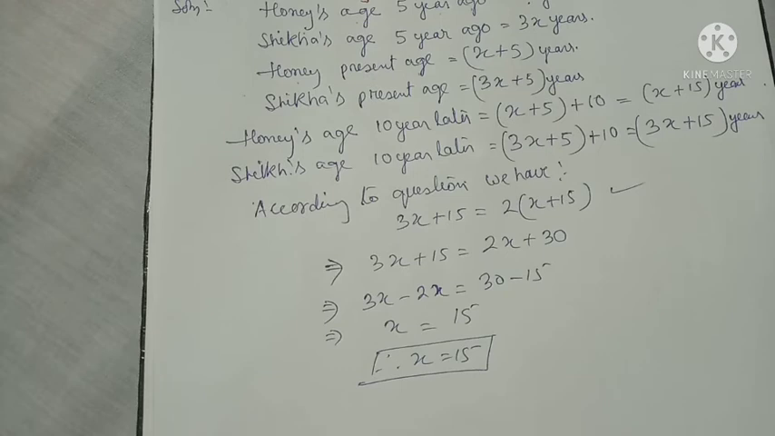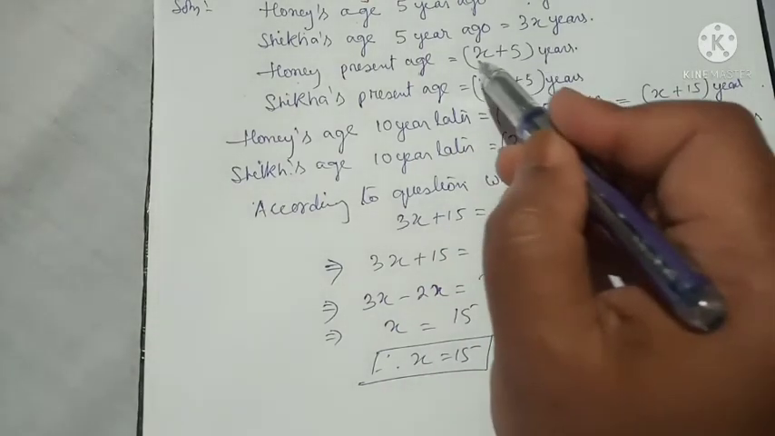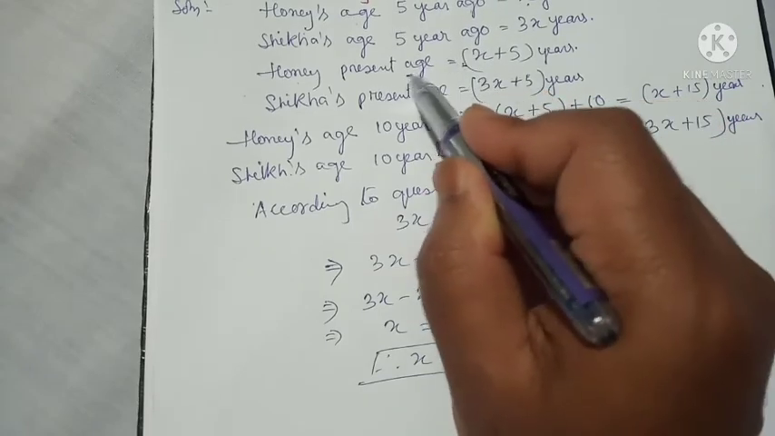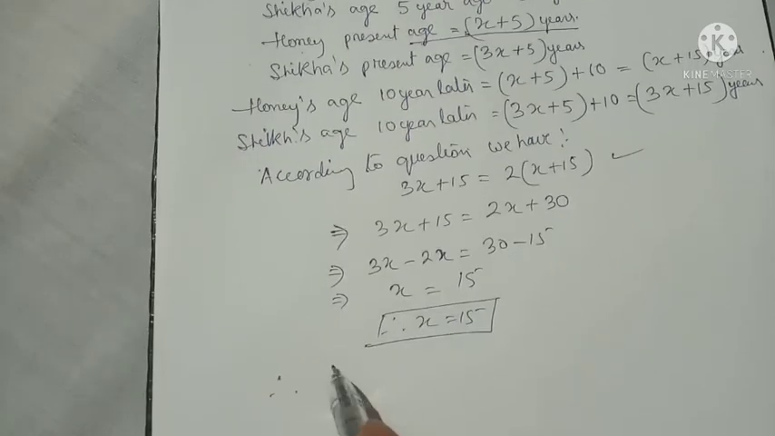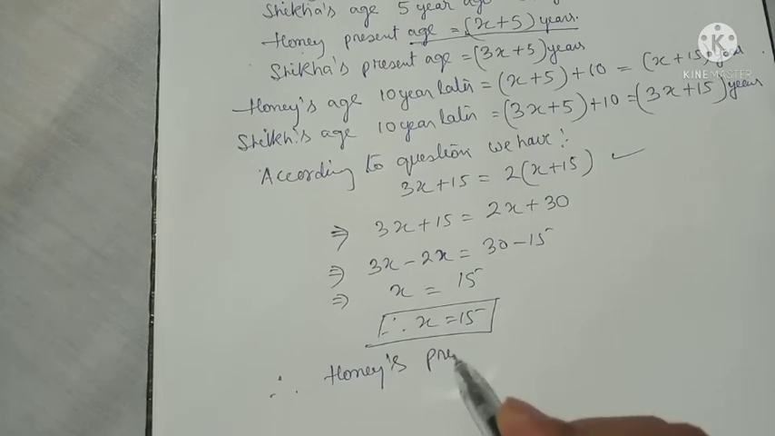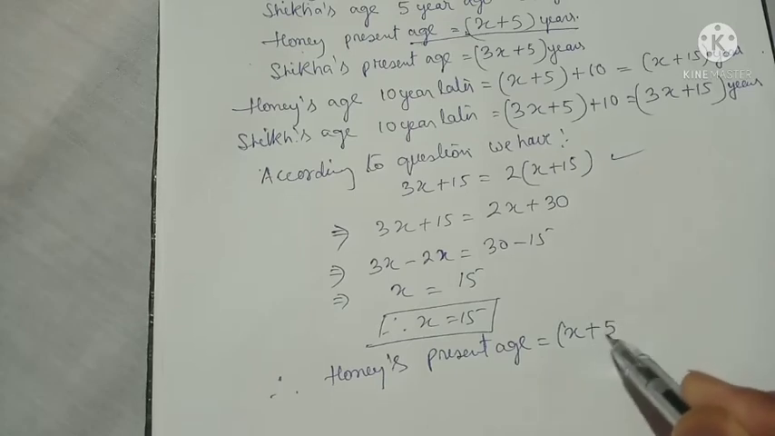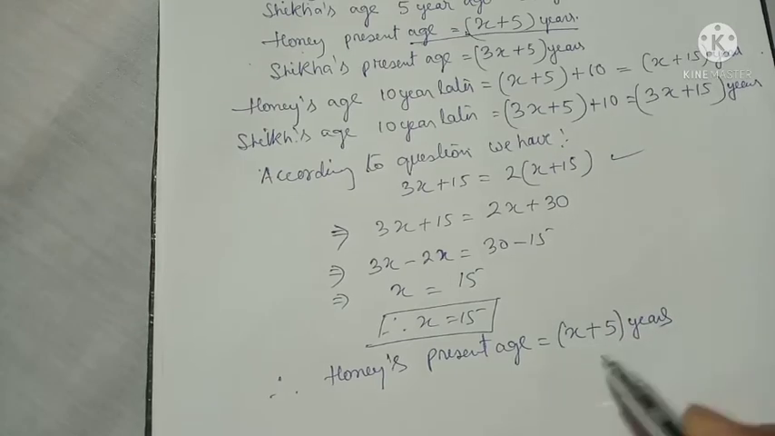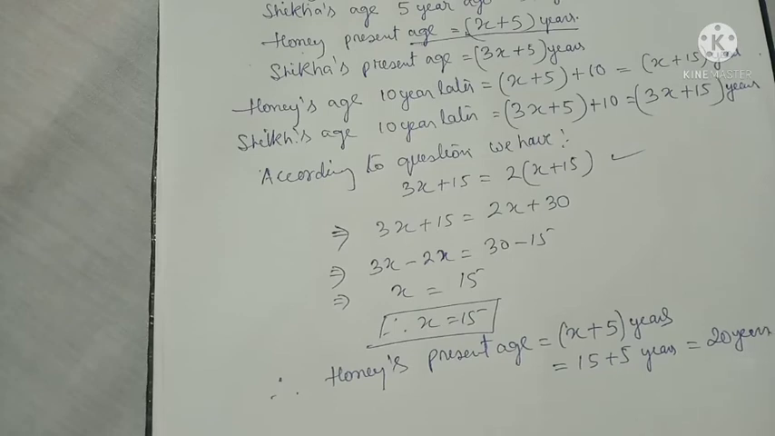The value of x is 15. So where is the present age? We have to find out the present age of Honey. Honey's present age is equal to x plus 5 years. x plus 5 is 15 plus 5 years. The answer is 20 years. The present age of Honey is 20.